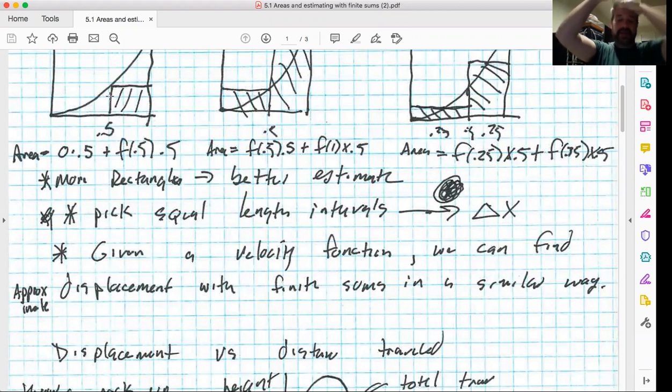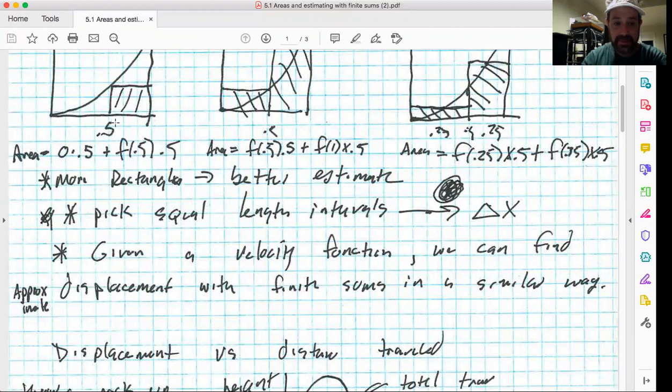You could have 100 rectangles. You're just going to get better and better approximations with more and more rectangles. Now, we want to pick equal length intervals. It's going to be easier to calculate these things. We call these delta x's, so that's a little change in x.